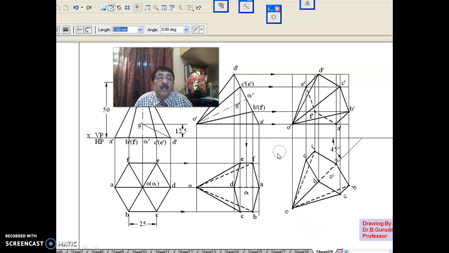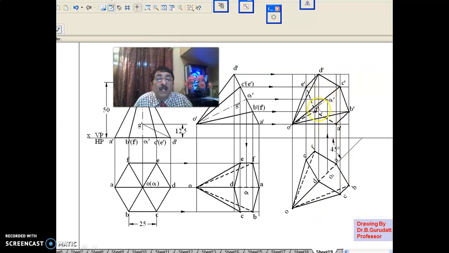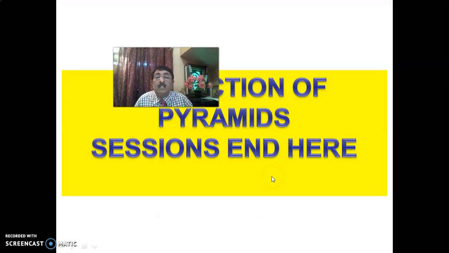Now if you see here, I have made O dash B dash, O dash C dash, O dash D dash dark, since they are nearer corner edges. O dash F dash I have made dotted, that is invisible. Finally, show the axis as a thin line, 0.13. In that way, you are completing this suspension problem in all respects.